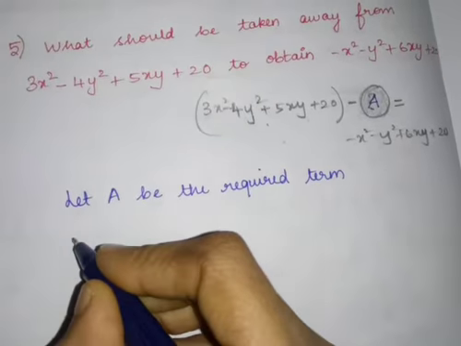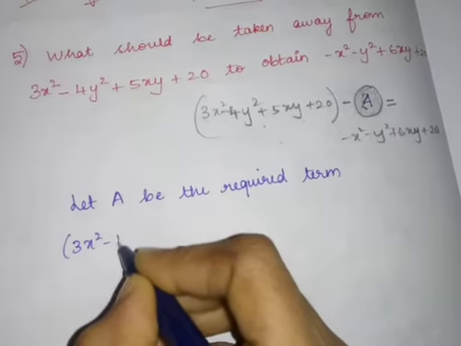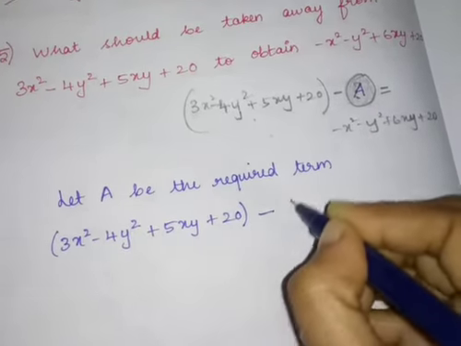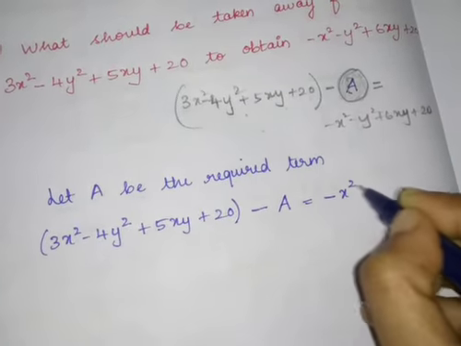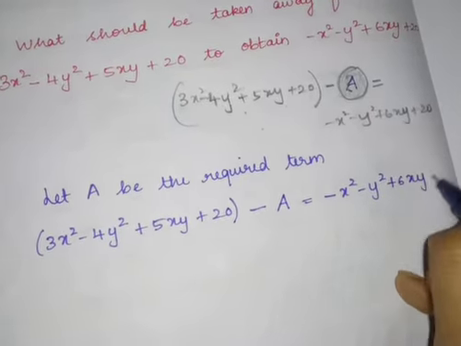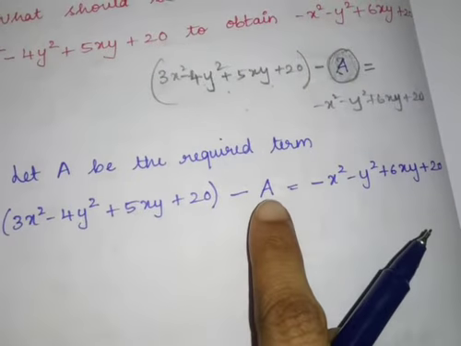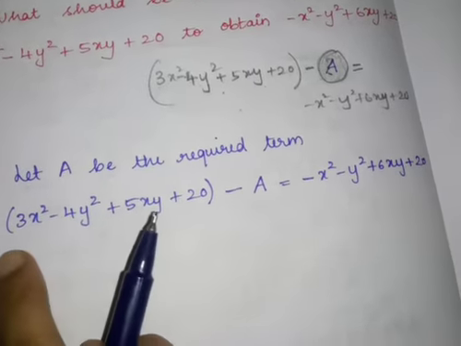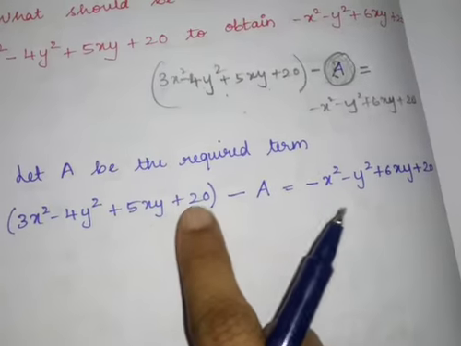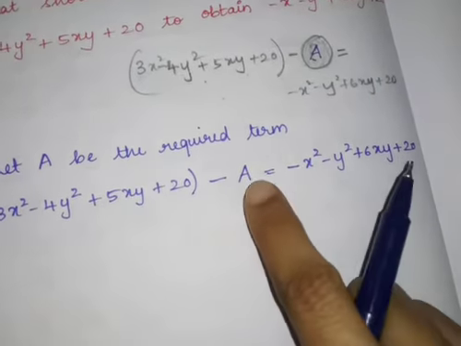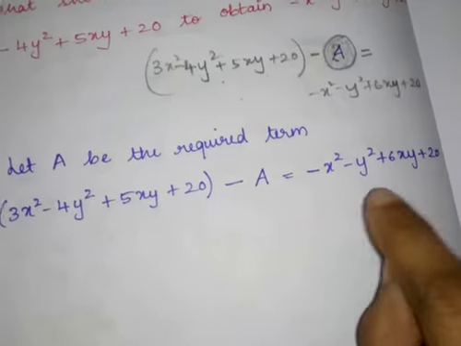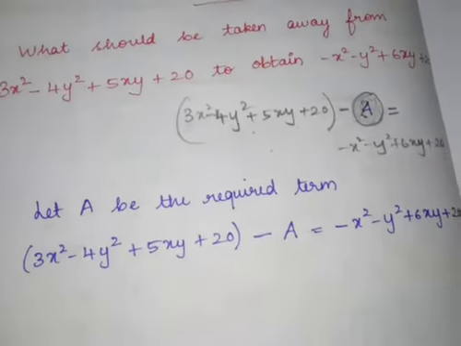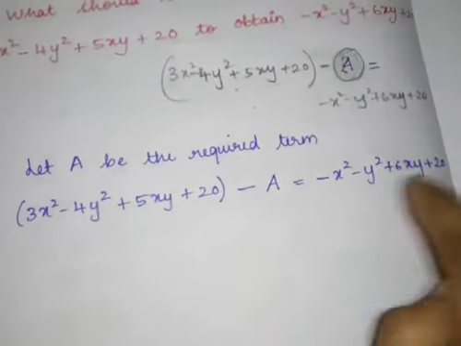So the equation can be written as 3x square minus 4y square plus 5xy plus 20 minus capital A is equal to minus x square minus y square plus 6xy plus 20. Because if I subtract this required term from the given expression, 3x square minus 4y square plus 5xy plus 20, I should get minus x square minus y square plus 6xy plus 20. By reading the question, you should know to frame it like this. Only then it is correct.